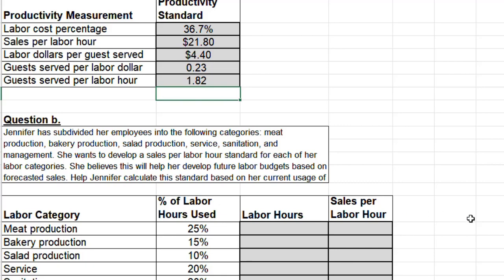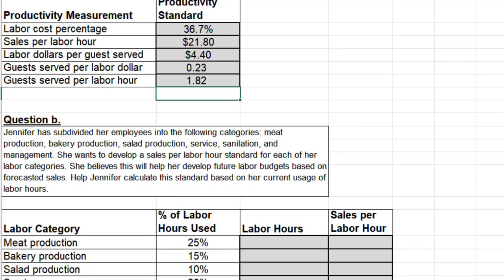She wants to develop a sales per hour standard for each of her labor categories. She believes this will help her develop future labor budgets based on the forecasted sales. All right, let's help Jennifer calculate this standard based on her current usage of labor hours.